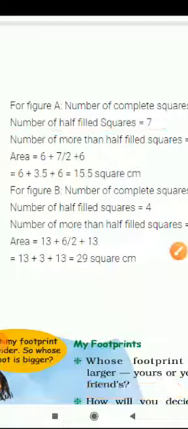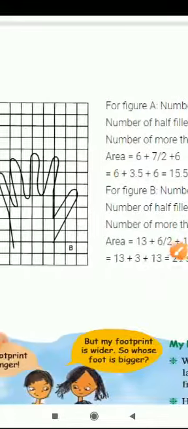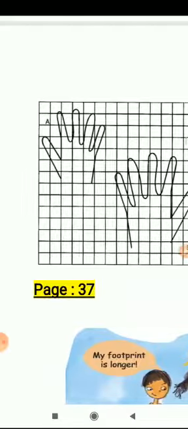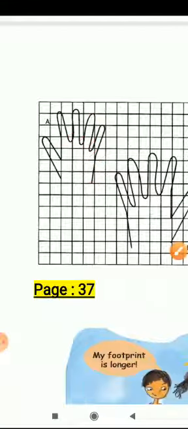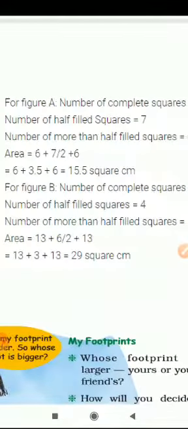Now let us find the number of more than half filled squares. More than half filled means the space that is occupied by more than half a square. So we can count over here like this: 1, 2, this type of squares, 2, 3, 4, 5, the 6 and 7. So I am writing over here the number of more than half filled squares is equal to 6.